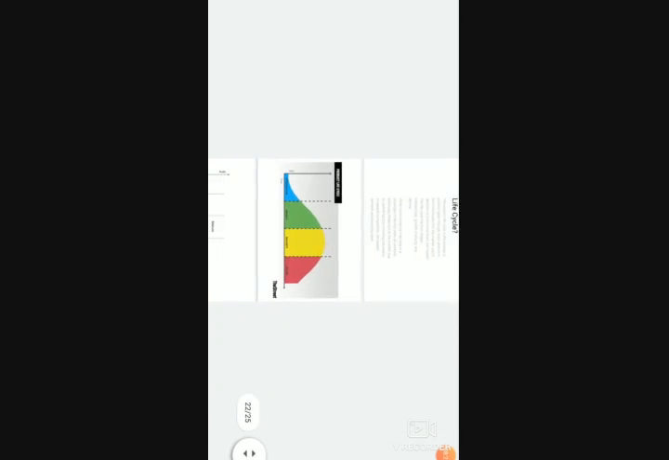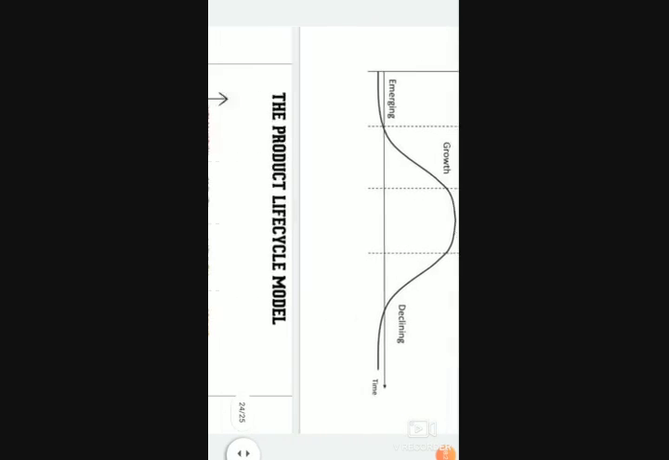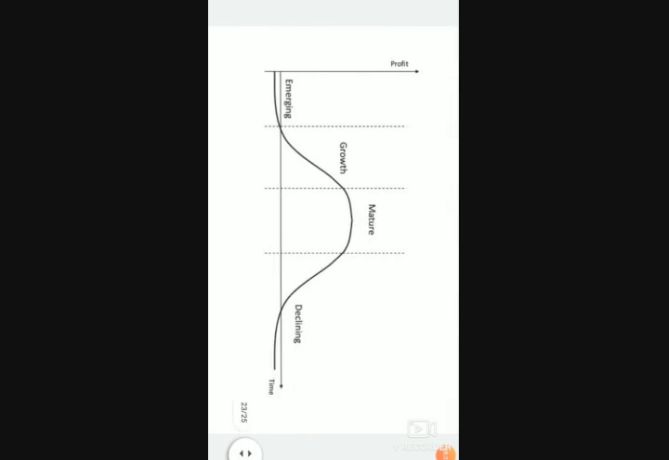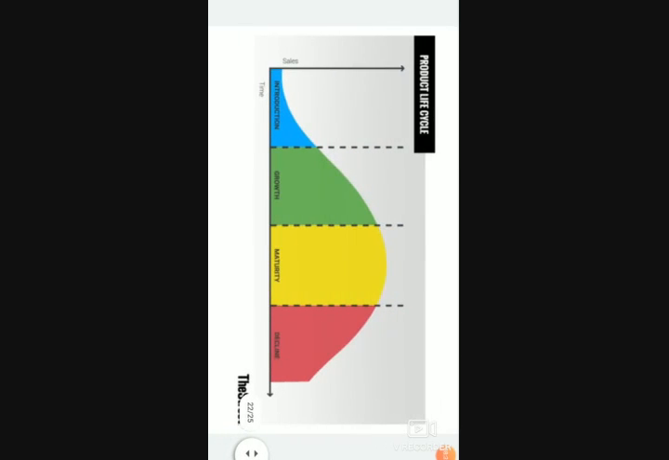I have given 3 pictures for easy understanding of the total life cycle model. The product life cycle model comprises mainly 4 stages: the introduction, the growth, the maturity, and the decline. In the introduction part, the product is introduced in the market. In the growth part, it earns its reputation. In the maturity, it goes to the peak of its life cycle. Later on, it comes to the decline stage and it declines.